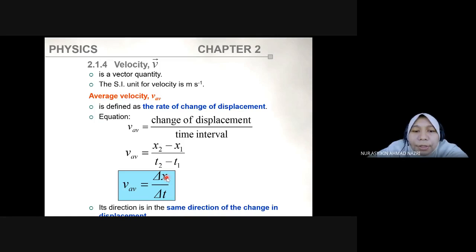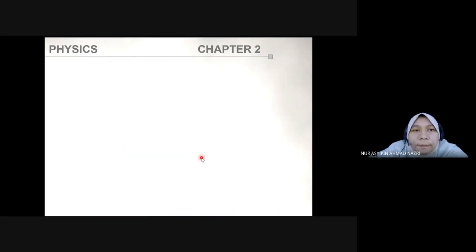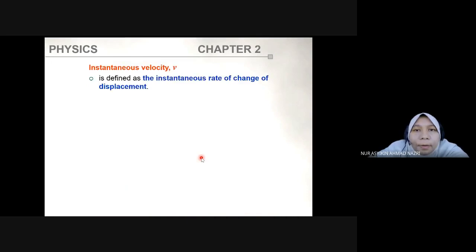Same direction of the change in displacement. Okay. So because here only displacement is the vector. Okay, so time is not a vector, time is scalar. Okay, so the direction for V akan sama lah dengan X tu. Macam tu lah maksud dia. Okay. Kalau ada apa-apa tak apa boleh terus tanya ya. Jangan simpan-simpan nanti. Instantaneous velocity pula.